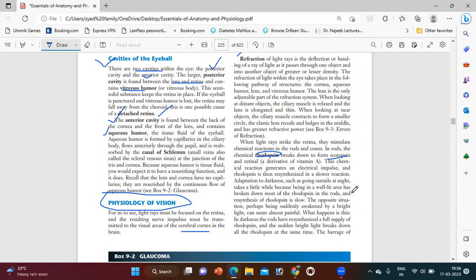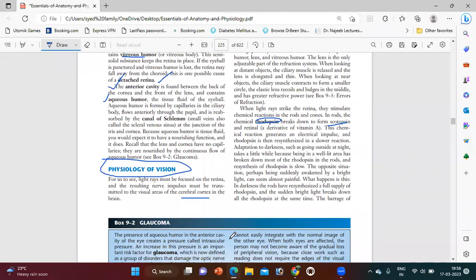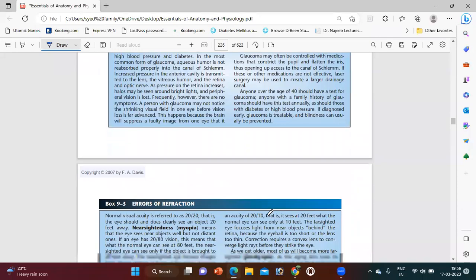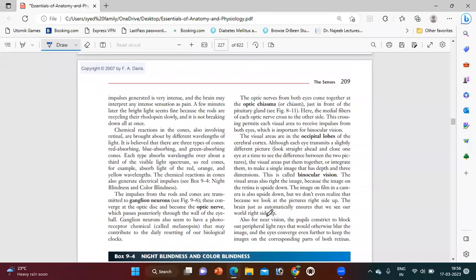Adaptation to darkness, such as going outside at night, takes a little while because being in a well lit area has broken down most of the rhodopsin in the rods, and resynthesis of rhodopsin is slow. The opposite situation, perhaps being suddenly awakened by a bright light, can seem almost painful. What happened is this: in darkness, the rods have resynthesized a full supply of rhodopsin, and the sudden bright light breaks down all the rhodopsin at the same time. The barrage of impulses generated is very intense, and the brain may interpret any intense sensation as pain. A few minutes later, the bright light seems fine because the rods are recycling their rhodopsin slowly and it is not breaking down all at once.